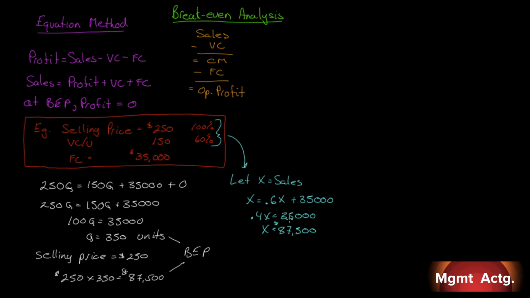There's our break-even amount in sales, because we let X equal sales, right? Our selling price is $250. We take our break-even in sales, which is $87,500. We divide it by our selling price, and that'll give us the number of units for break-even. Notice that this gives us the same answer if we start from dollar amounts or if we start from percentages. We get the same answer. That's the equation method.